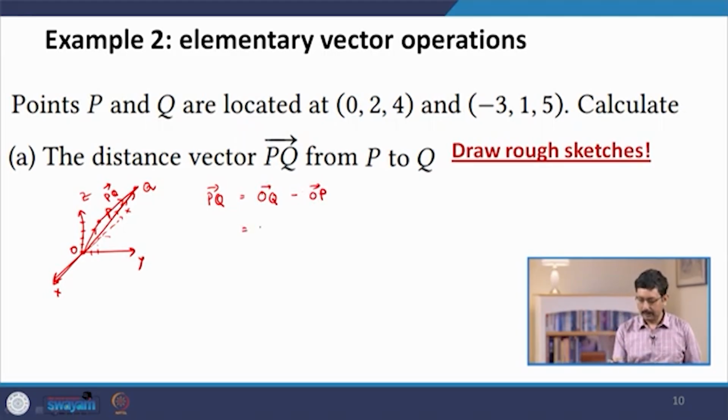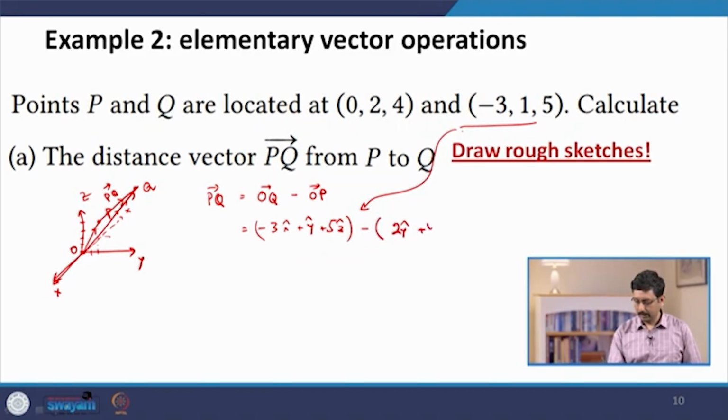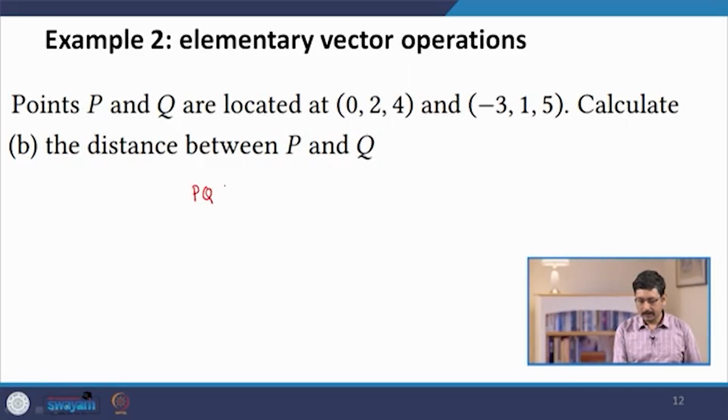So, OQ is given by the position vector of Q, which is minus 3 x hat plus y hat plus 5 z hat. So, this comes from here, minus 2 y hat plus 4 z hat. Now, if I take the difference, then I get minus 3 x hat, plus 1 minus 2 minus y hat and plus 5 minus 4 plus z hat. So, this is a distance vector from P to Q. So, now I need to know the distance between P and Q. So, the distance between P and Q is the magnitude of this distance vector.